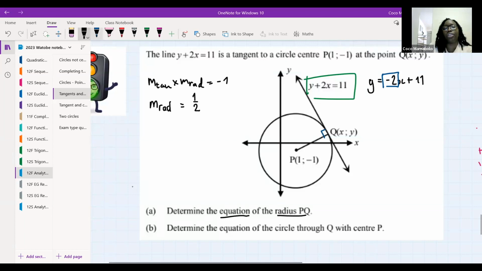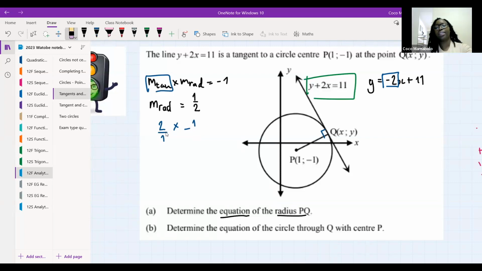Malachi says, ma'am, how did you get 1/2? We know that the gradient of our tangent, Malachi, is 2. So now I've got 2 times something needs to give us -1. Remember, we talked about flipping it over. So we're going to take 2 over 1 and flip it around, and it's going to give us 1 over 2, and we're going to change the sign, negative. Or you can just divide both sides by 2.